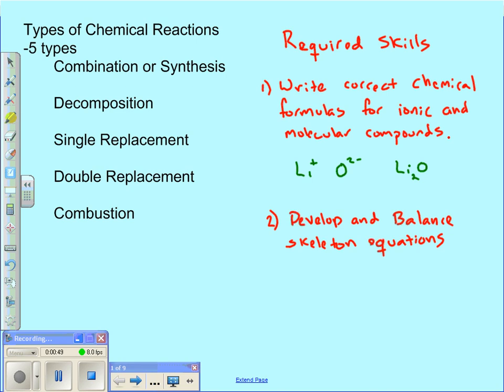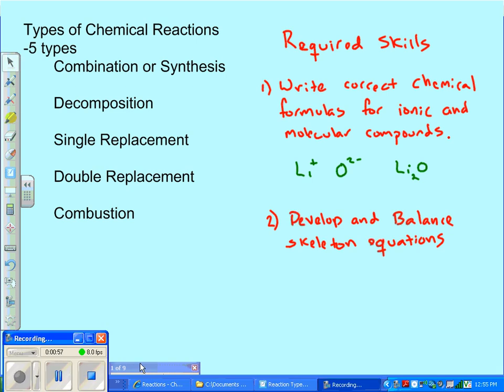The other skill we're going to need to incorporate is stuff that we've done more recently. That's to develop and balance the skeleton equations. Okay, so let's go ahead and get going.